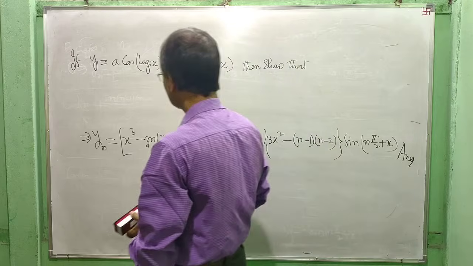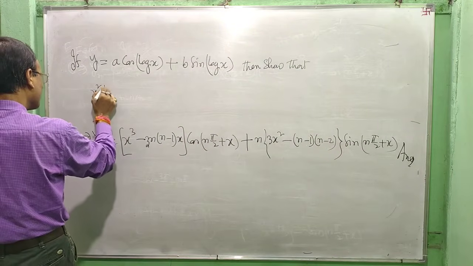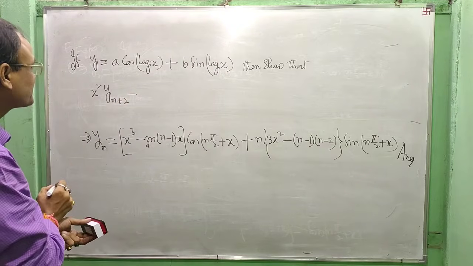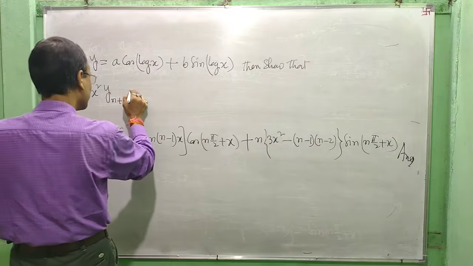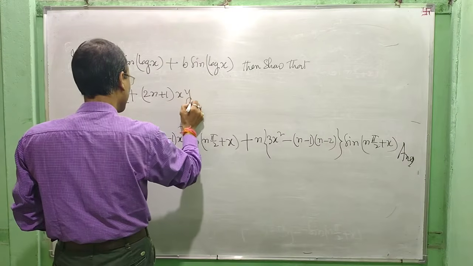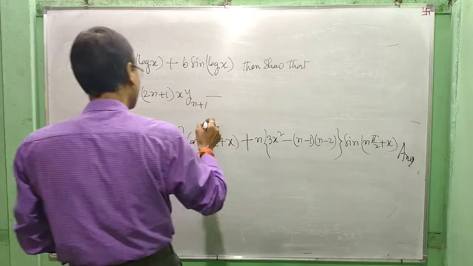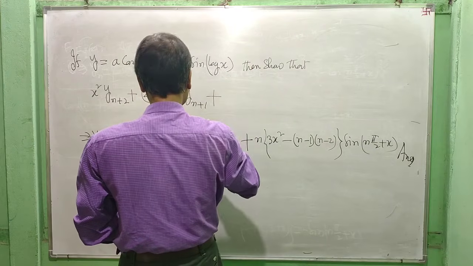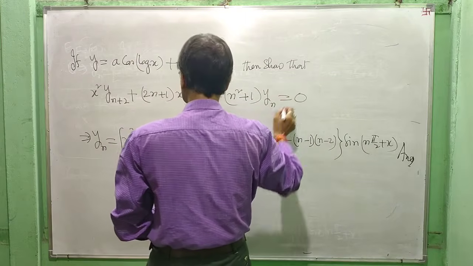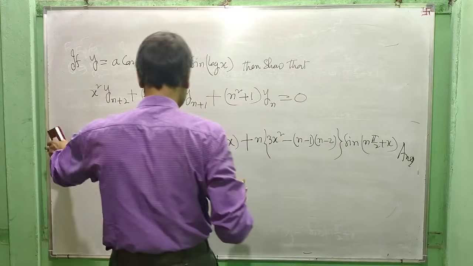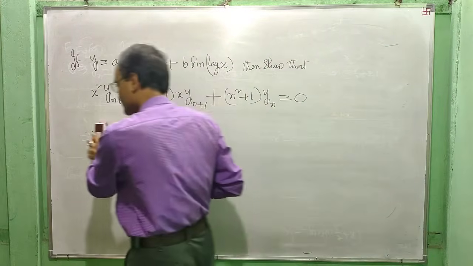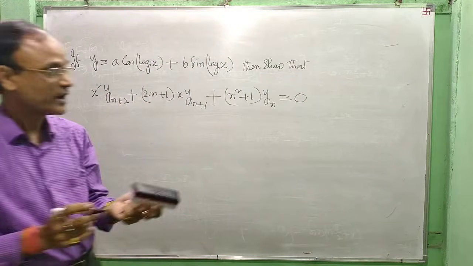x square y(n+2) plus twice (n plus 1) x y(n+1) plus (n square plus 1) yn is equal to 0.